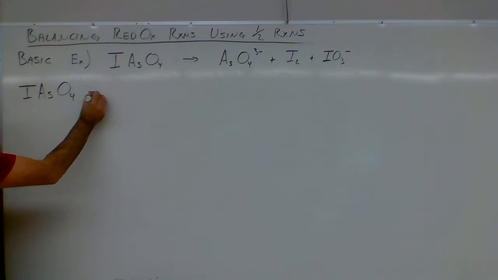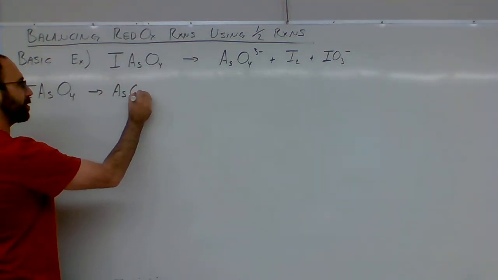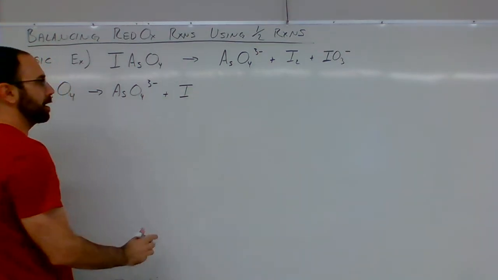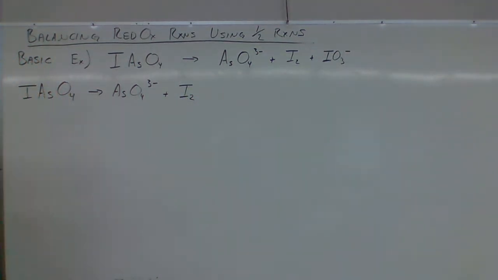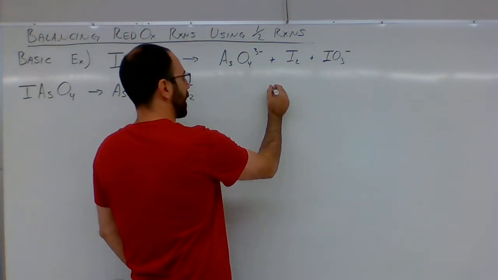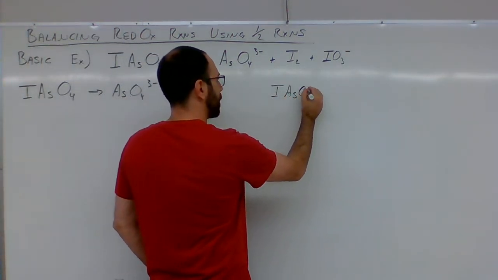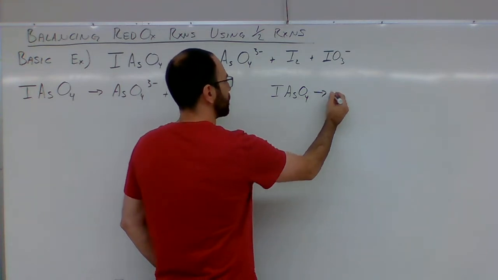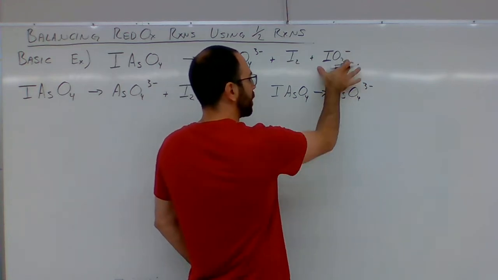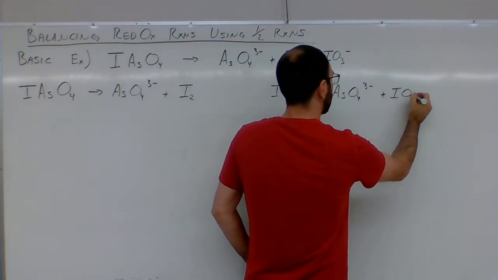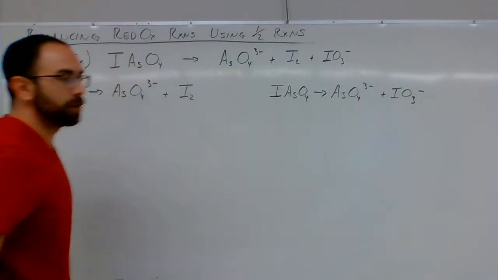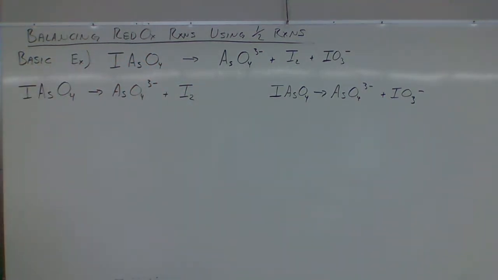ASO4 is going to break down into this ASO4 3 minus plus our I2. Okay. When we're dealing with this other reaction, we're going to have the same thing. This ASO4 is going to produce an ASO4 3 minus plus this IO3 minus. Okay, so those are the two half reactions we want to solve in this problem.